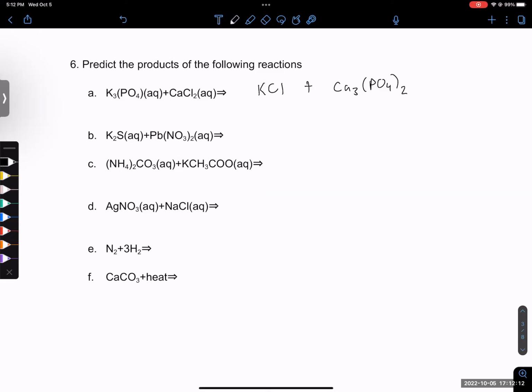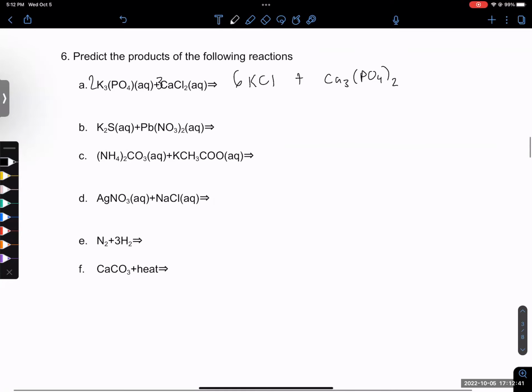And you want to balance these. You do so like, if I put 2 there, 6 here, and then 3 there. Okay, so that's how you would balance it. But I'm not going to go into the balancing part just because it's something you already know how to do, right? What about the second one?